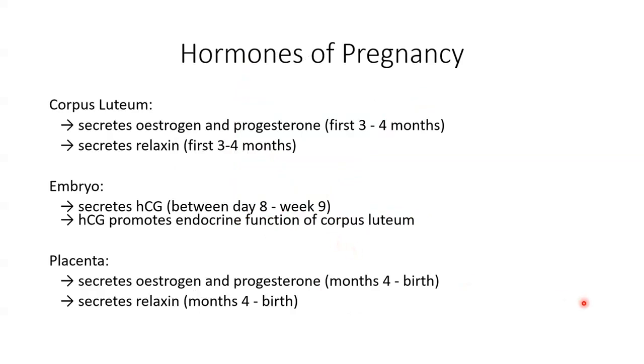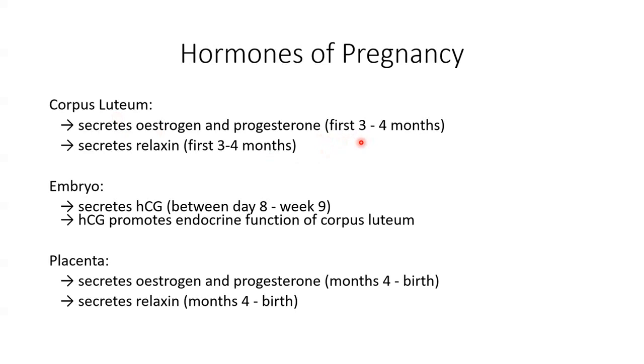So the important hormones of pregnancy coming from the corpus luteum are the estrogen and the progesterone, which help maintain that lining of the uterus. In the first 3 to 4 months, these come primarily from the corpus luteum. The corpus luteum also secretes small amounts of relaxin. The embryo, after I think about 7 or 8 days, will secrete HCG, or human chorionic gonadotropin. HCG promotes the endocrine function of the corpus luteum, so it tells the corpus luteum to keep secreting the hormones.